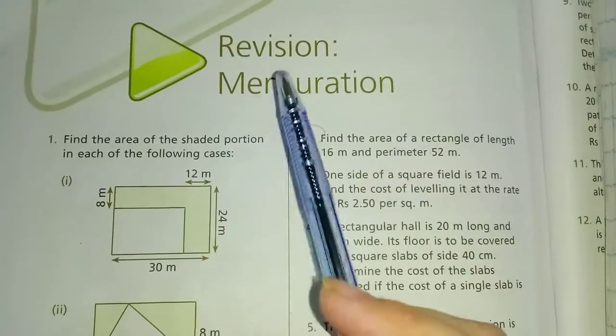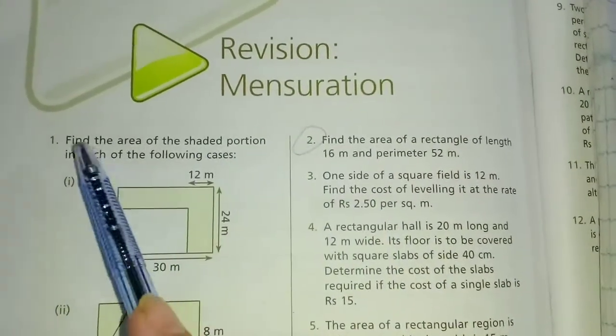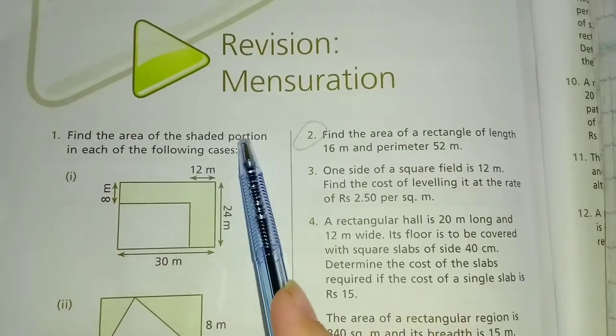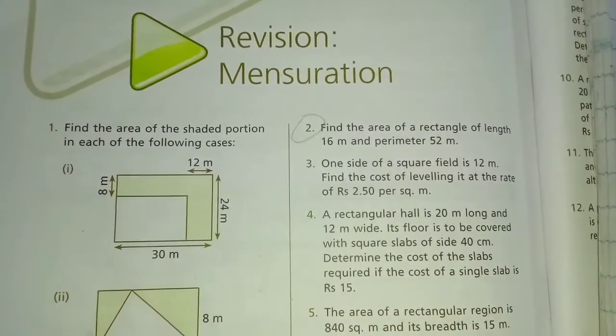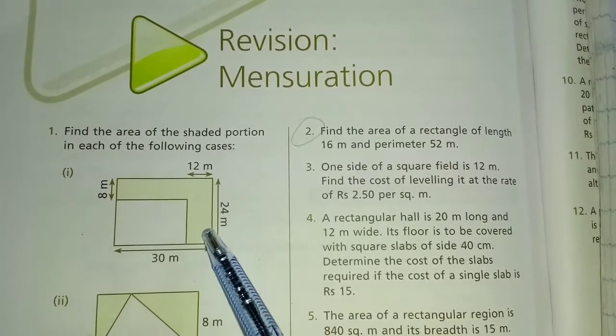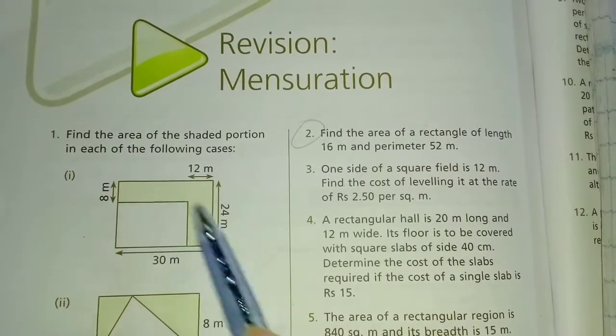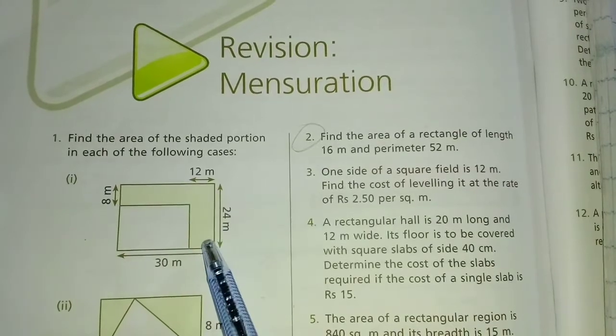Today we have to start our revision of mensuration. First question is find the area of the shaded portion in each of the following cases. It means these are some figures in which some part is shaded and some part is not shaded. So we have to find the area of the shaded portion.